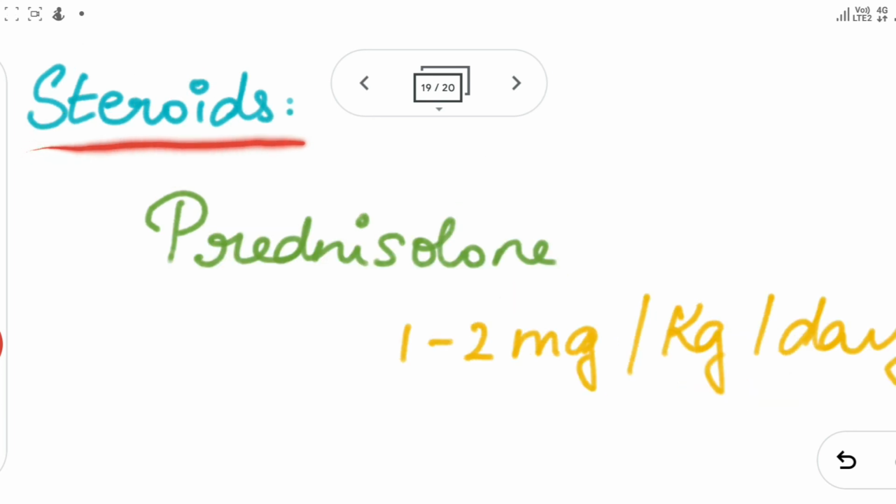Coming to steroids, steroids are indicated in carditis and severe arthritis. Prednisolone 1 to 2 mg per kg body weight per day is given in divided doses. This should also be continued until the ESR has become normal.